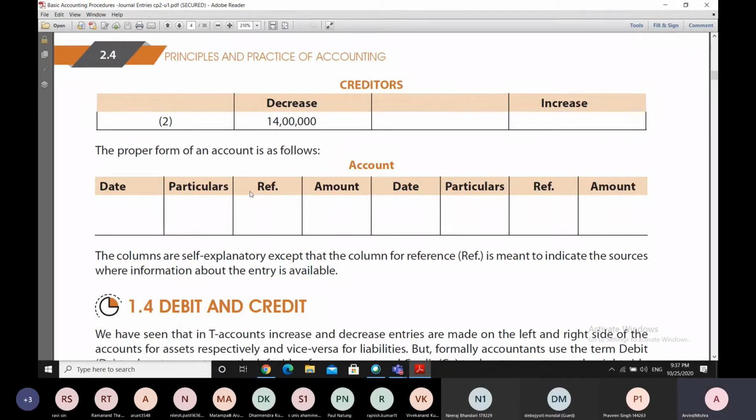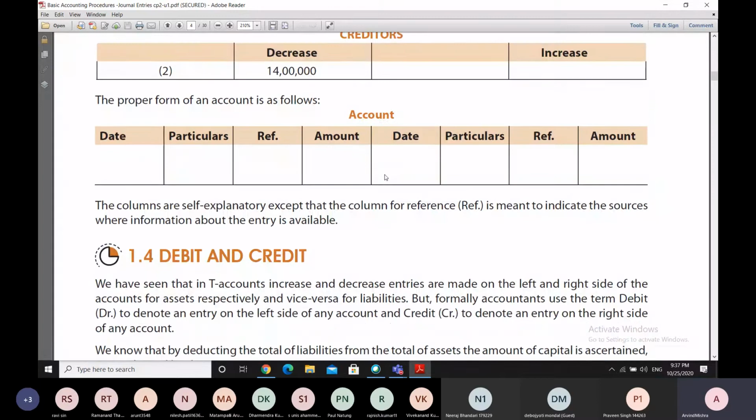Obviously here the reference column means that this reference is coming from the source of the information that is being included in the account. So the reference column indicates the reference number of the source where the information about the entry is available and from where this entry is coming, which is in fact the journal entry, from where this entry is coming into the account here.